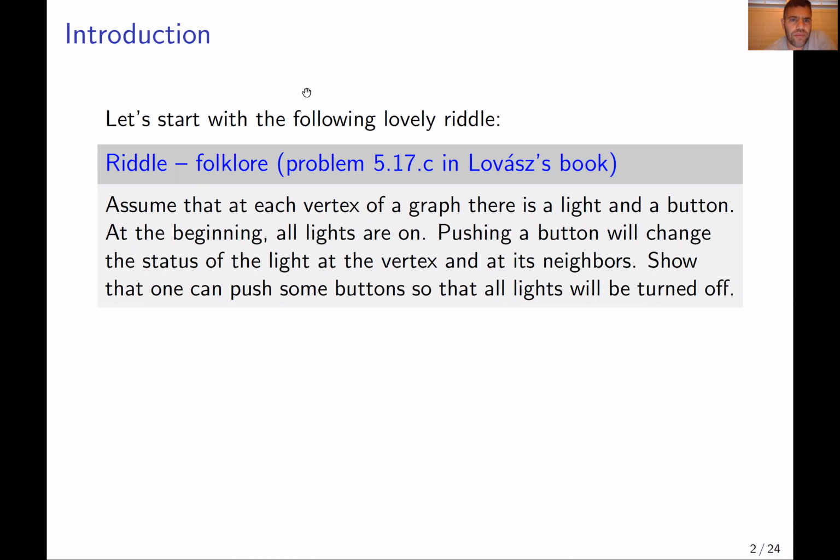So let's start with the following riddle. It is one of my favorite riddles in graph theory. I just copy-pasted it from Lovász's book, Combinatorial Problems and Exercises. It's problem 5.17(c). Assume that at each vertex of a graph, there is a light and a button. At the beginning, all lights are on. Pushing a button will change the status of the light at the vertex and its neighbors. Show that one can push some buttons so that all lights will be turned off.